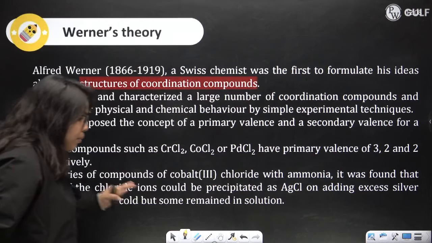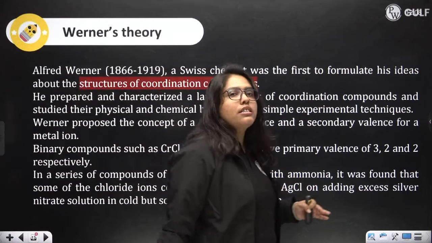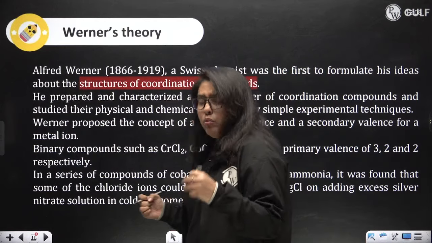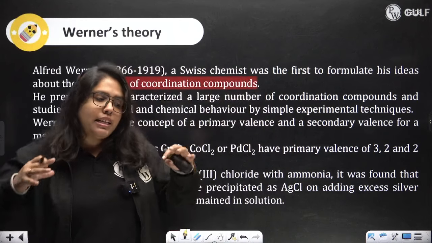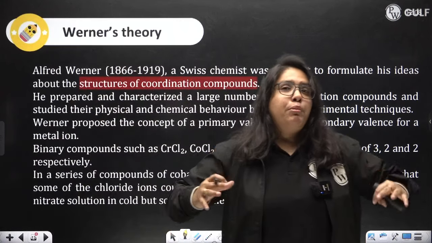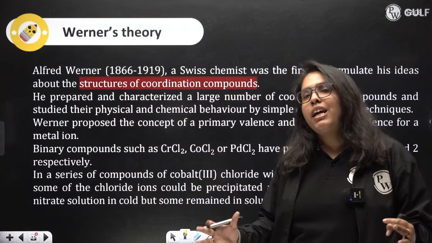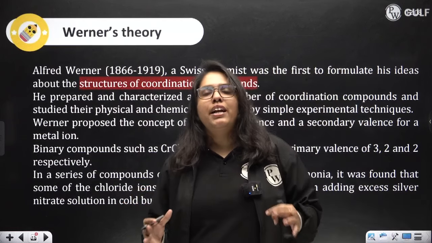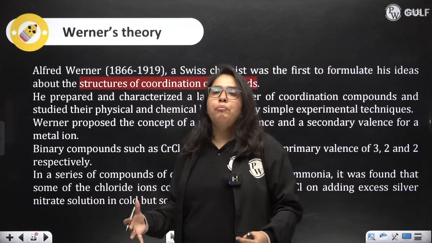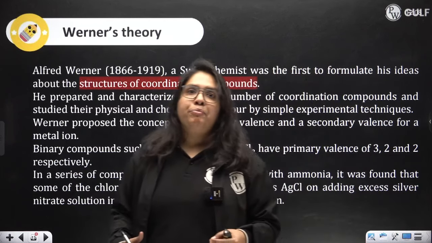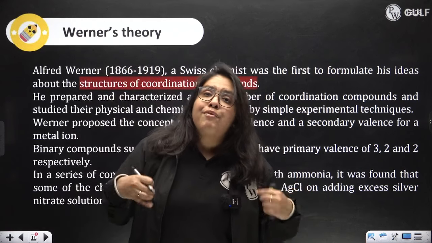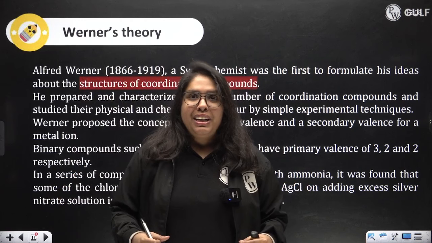So with this, we will now start off Werner's theory. What you need to understand is all these terms that we have understood will help you get a better understanding of the coordination compound, which will help you name it better, identify the isomerism better, and arrive at the geometry better, right?